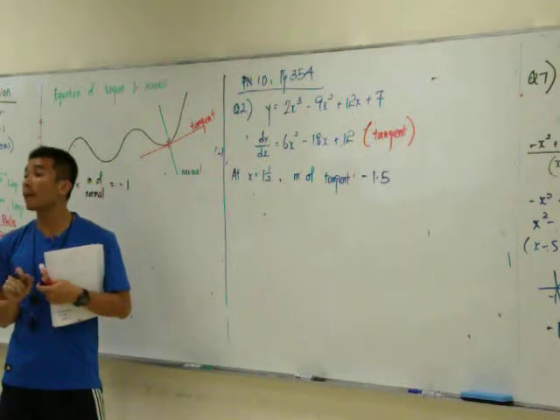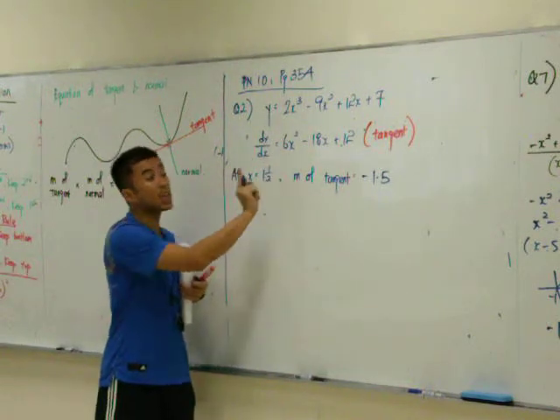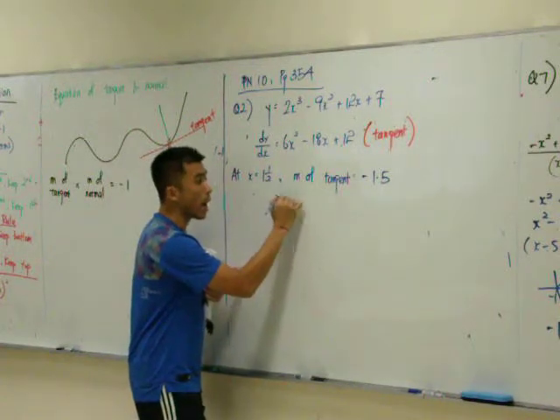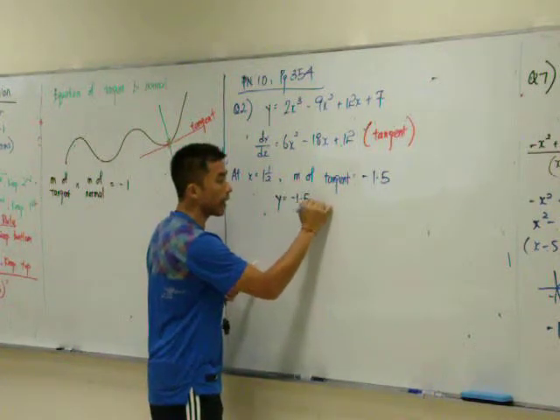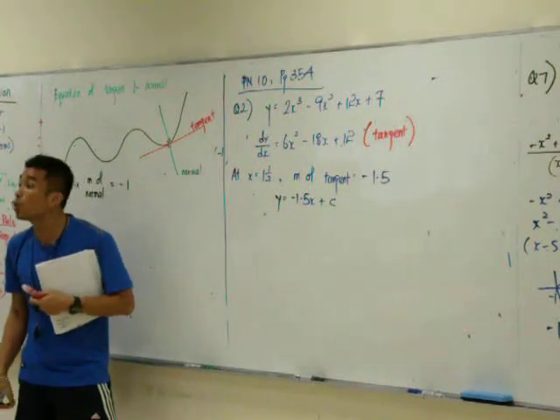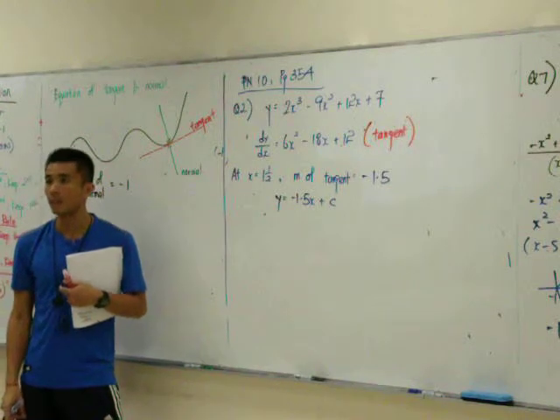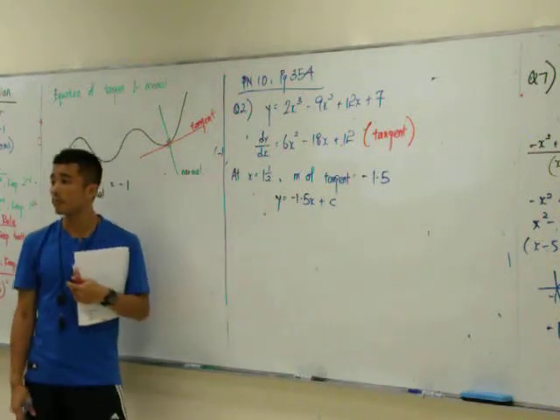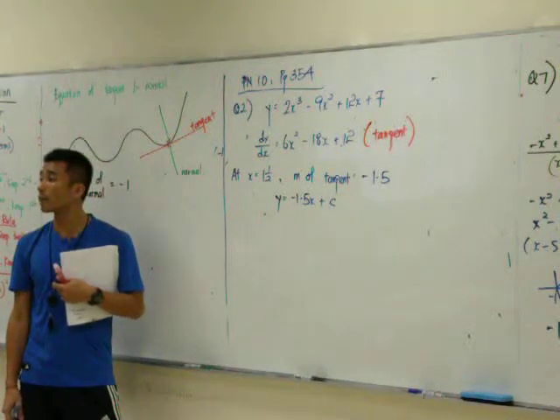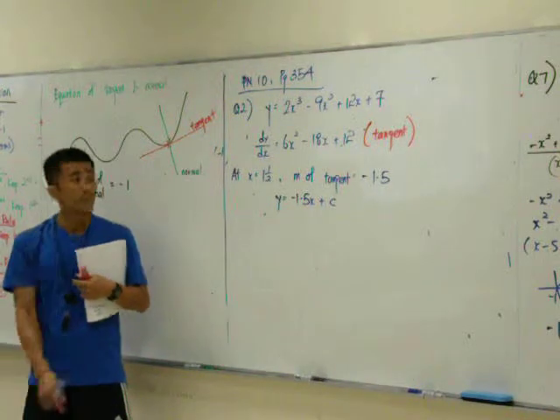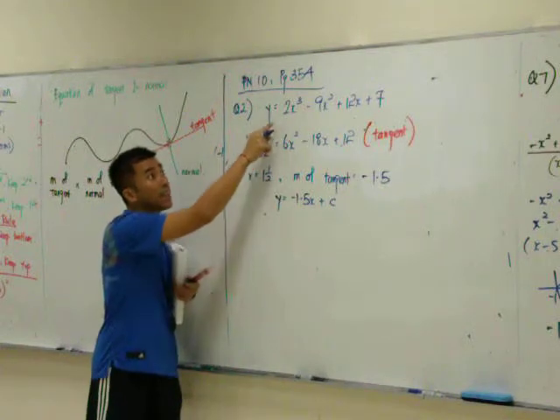Okay, I'm going to do it now. I want to find the equation of the tangent. I have obtained the gradient. So what do we do? y is equal to the gradient times x plus c. y equals mx plus c. Agree? You need to use a point to find c. But literally no point is given. There's only x equals 1.5. How do I know what is y? Sub x equals 1.5 into the original.